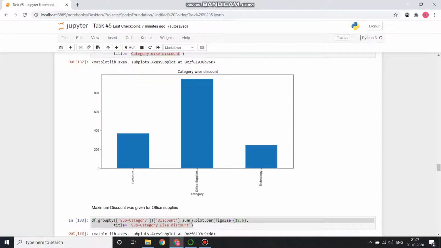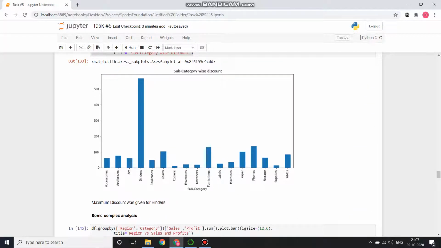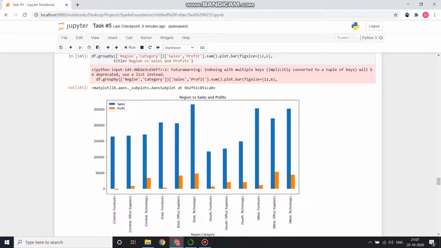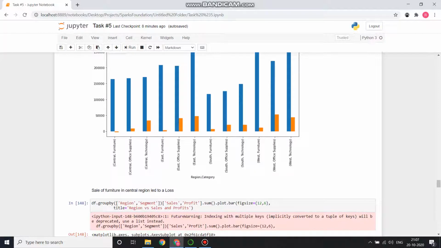Here's the category-wise discount. Office supplies were given the greatest hefty discounts. Here's the subcategory-wise discount. Binders were given the highest discount while copiers were given the least. Here's some complex analysis, that is region and category-wise analysis. So central region incurred loss while sale of furniture.